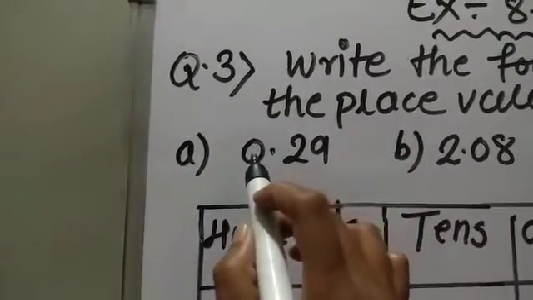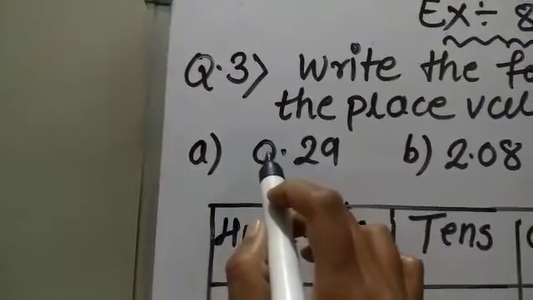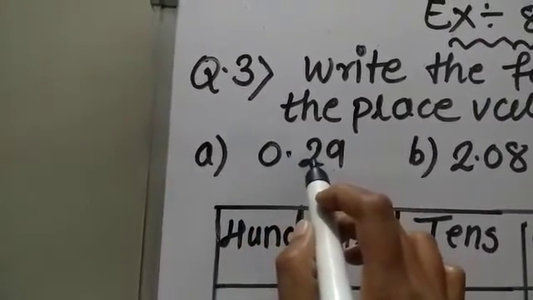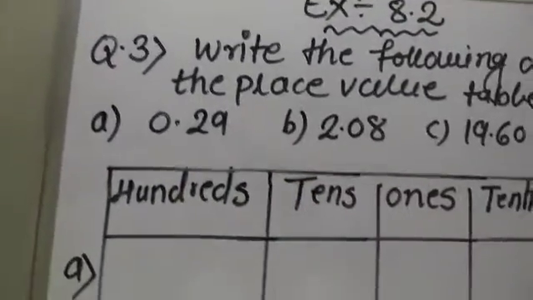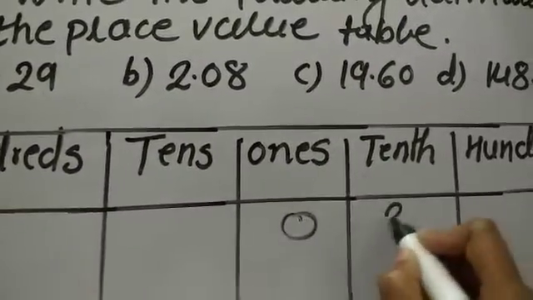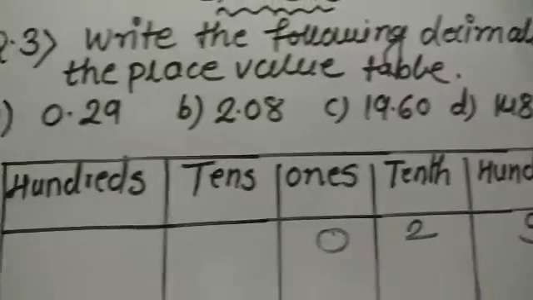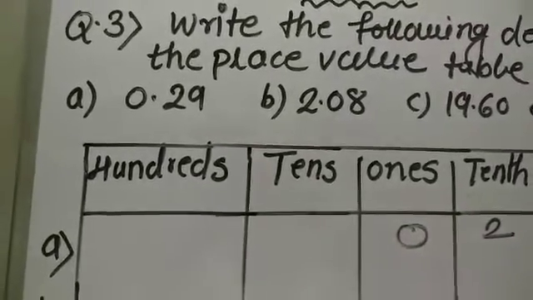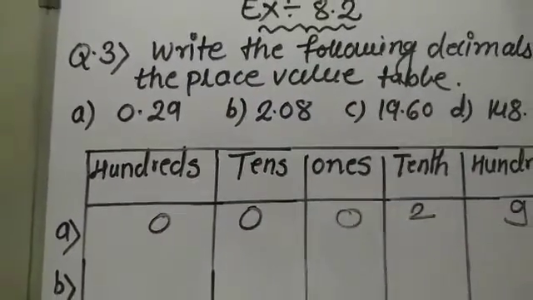See, the digit which comes just before the decimal point always comes at the ones place, and the digit which comes after the decimal point always comes at the 10th place. So here I am going to put 0 at the ones place, 2 will come at the 10th place and 9 will come at the 100th place. As there is no digit for 1000 and 10000, we can write 0 0 there.